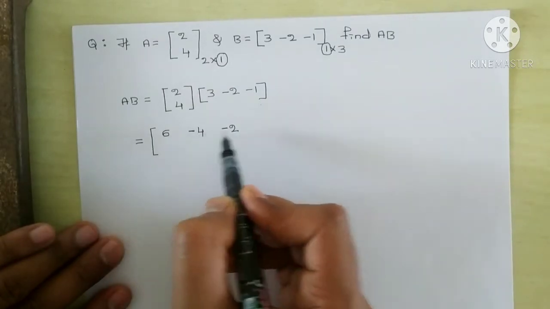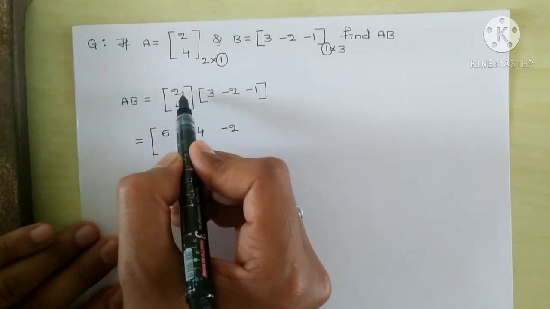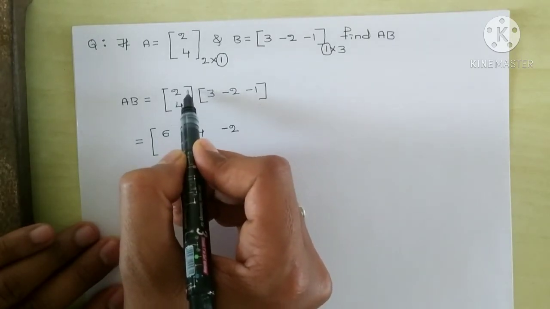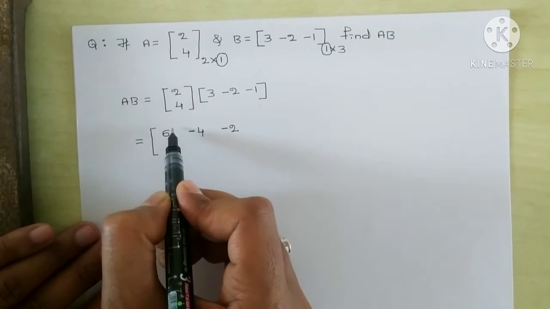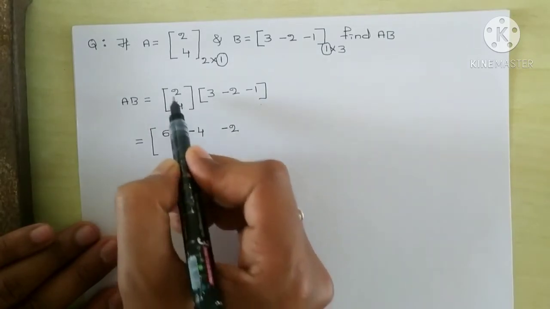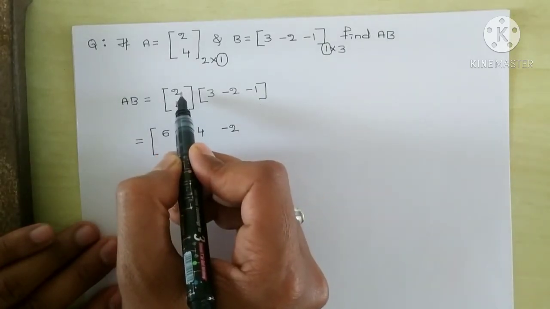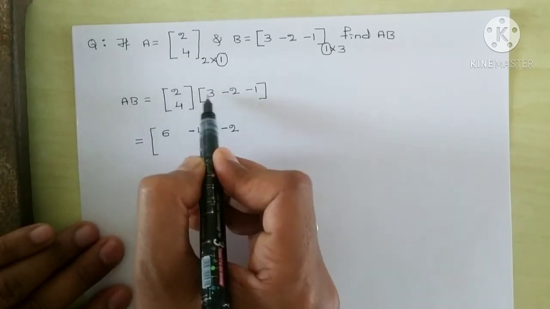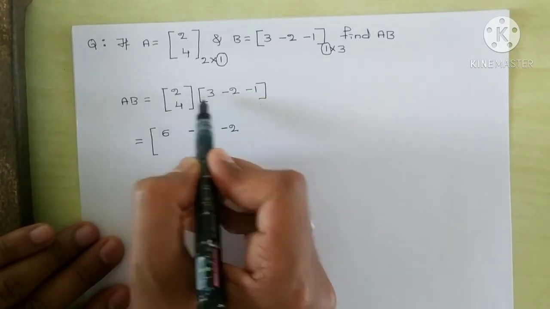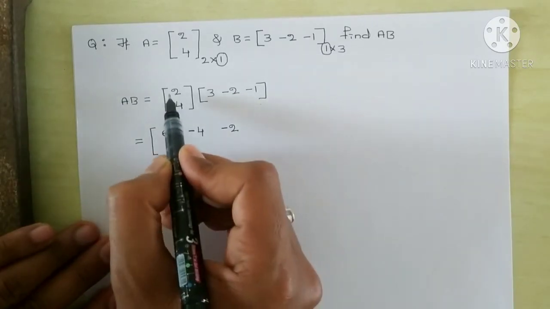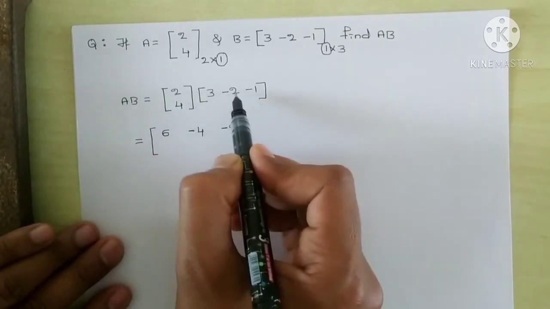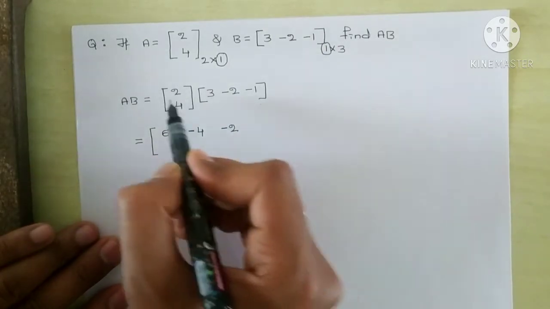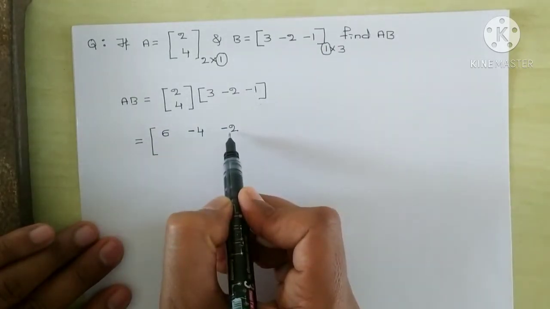Why I am writing here separately? Because in the first row first column only one element is there. If second element comes, that time plus sign used to come. But here only one element in the first row, only one element in the first column. That values only directly have to multiply. 2 into 3 is 6 over. Next, first row second column, 2 into minus 2 is minus 4. Next, first row third column, 2 into minus 1 is minus 2.